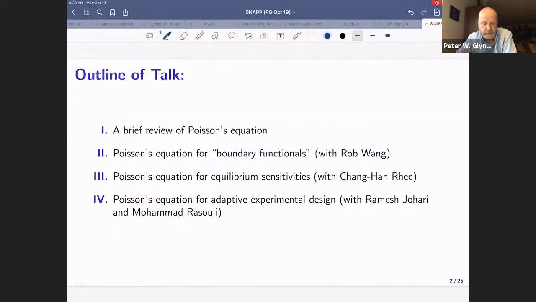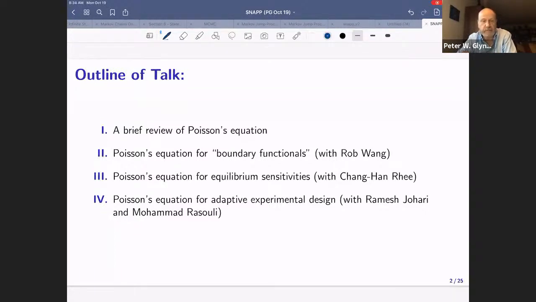So the outline of the talk, as I've just indicated, is I'll briefly review Poisson's equation. Poisson's equation arises naturally in pretty much any setting in which you're interested in studying equilibrium behavior of a Markov chain or Markov process. Then I'm going to talk about 3 relatively recent applications of Poisson's equation with which I've been involved. First is Poisson's equation for boundary functionals of queuing-like systems, systems that exhibit reflection at the boundaries of a state space. Then I'm going to talk about Poisson's equation for computing equilibrium sensitivities.